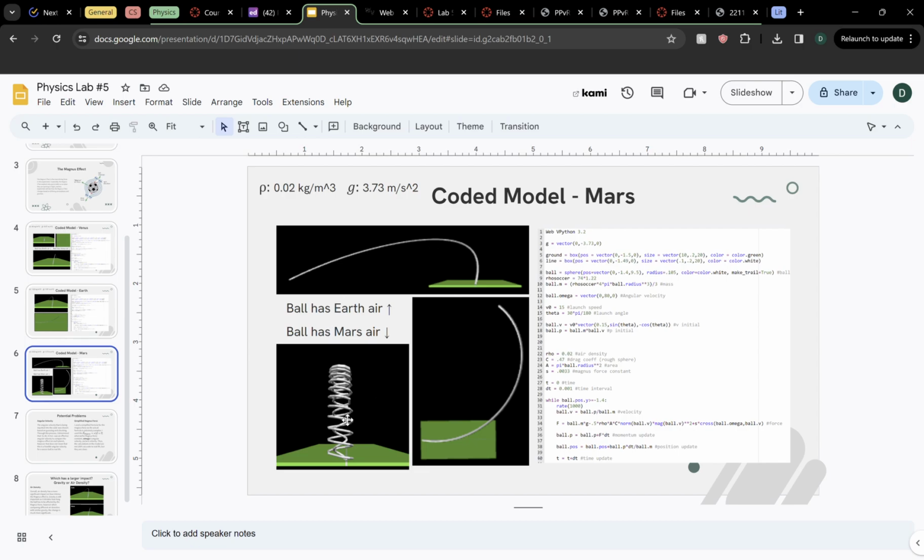You would expect the spin to be more because of how low the air density is, but since Earth's air is in the ball in this example right here, it doesn't spin as much. As you can see, the ball with Mars's air spins a ton, and that's because of how low the air density is. And again, here is the code.